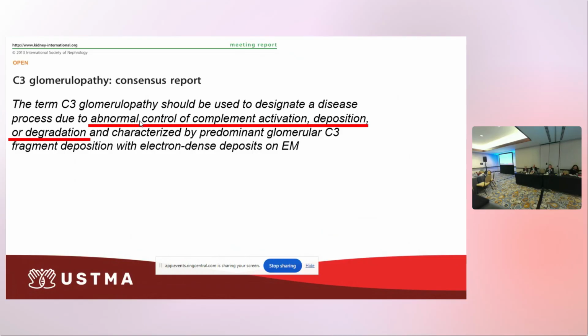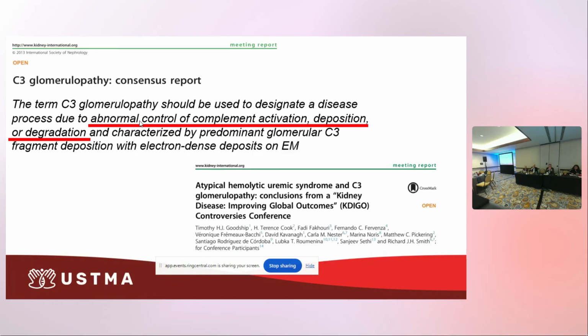But remember, this is not a new disease. It's been called very many names in the past, but this was the first time that it was actually given the name C3 glomerulopathy. And then there was also in 2017 an atypical HUS and C3 glomerulopathy conclusions from a KDIGO controversies conference that looked at C3 glomerulopathy in more detail.